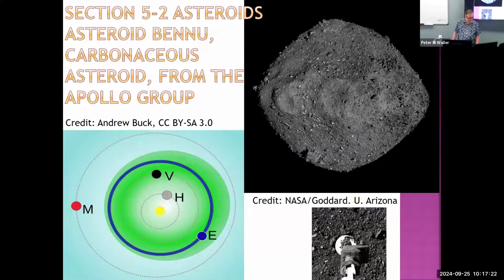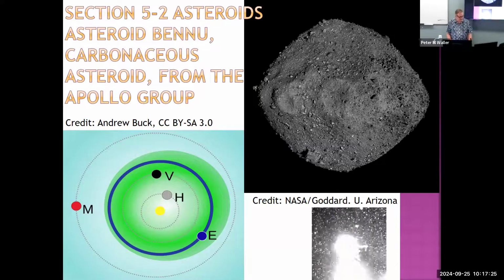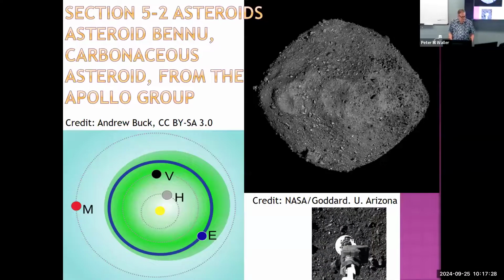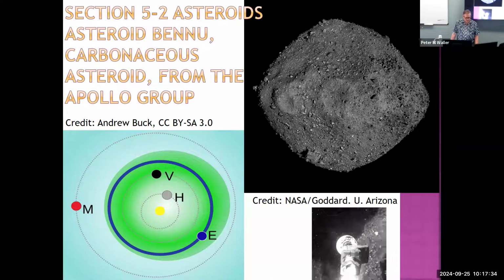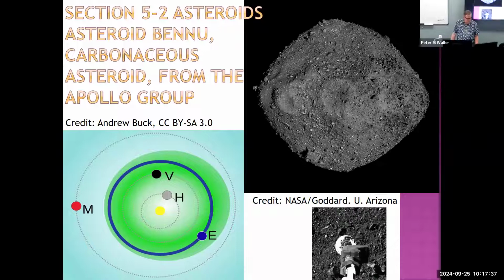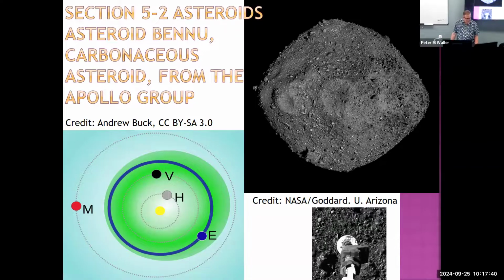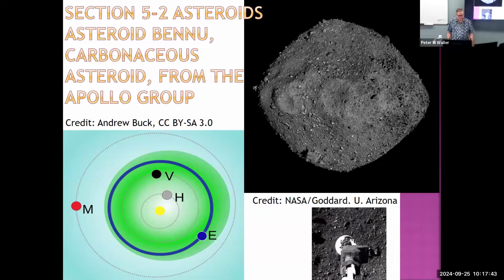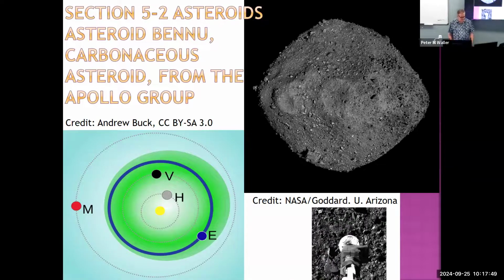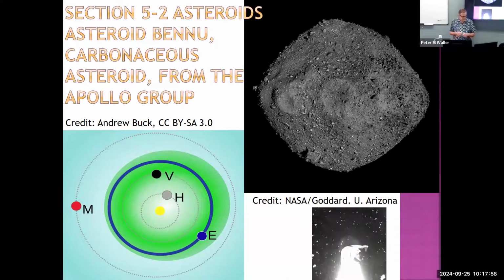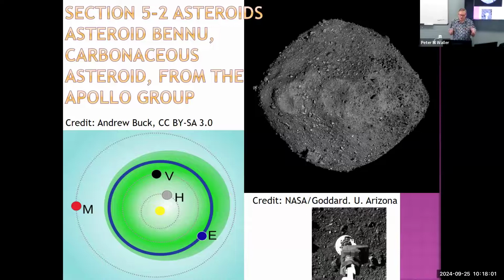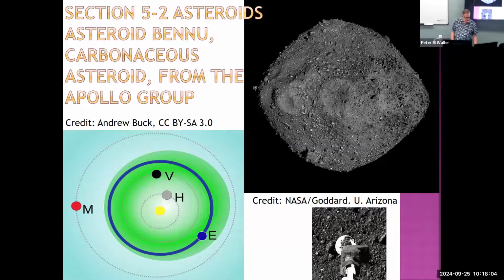Anyway, scientists classified Bennu as a carbonaceous asteroid from the Apollo group, which means it orbits in the green range here. So here's Earth. And so this green range is where the Apollo group asteroids are orbiting. And there's 18,874 Apollo asteroids, of which Bennu poses the greatest risk. So it has the greatest risk of causing a catastrophe on Earth. And that's because of its possibility of impacting the Earth, not now, but in 100 years. But also because it's a rather large asteroid. It's 500 meters in diameter.